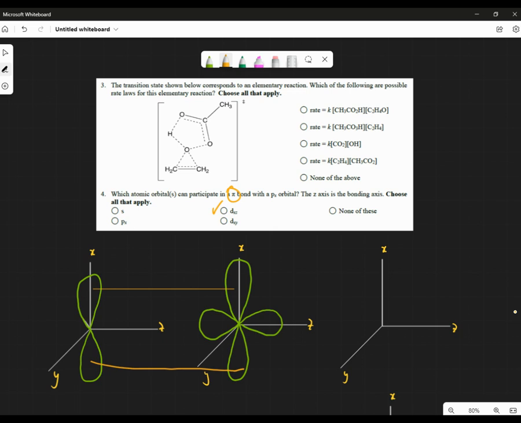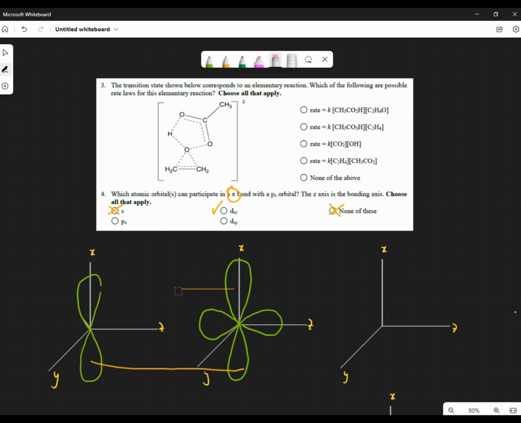I missed out the S because an S can't form pi bonds. It can't overlap with both lobes, so we can't do that. All right, so that's a good answer. Obviously, none of these is wrong now, is it? Can it form a pi bond with a px? Well, yeah, it can. Let's try and create a px.